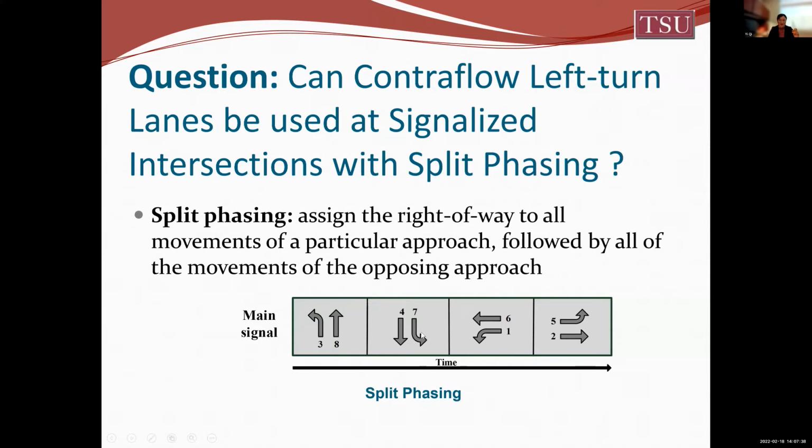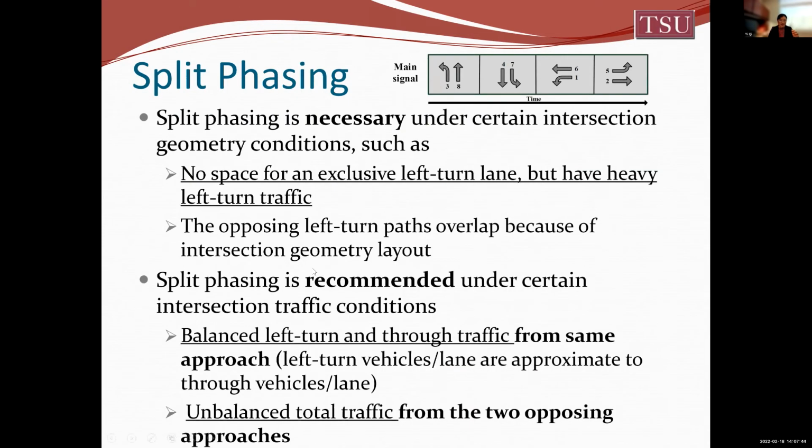The reason we use split phasing is because in some locations we have high left turn demand, but we don't have space for an exclusive left turn lane. So in this way, we need to use split phasing because we don't need to build a particular left turn lane. We can let the left turn and the through movement move together. Because they move together, they will not block each other.